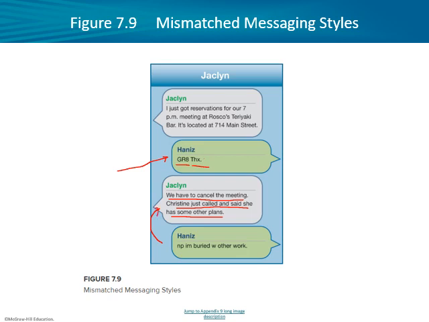But instead of taking that cue, Hanese just keeps up with the text speak. So clearly this is mismatched. Either Hanese needs to adopt the more formal style or vice versa. Again, I think Hanese would probably be the one who would want to change in the circumstance.